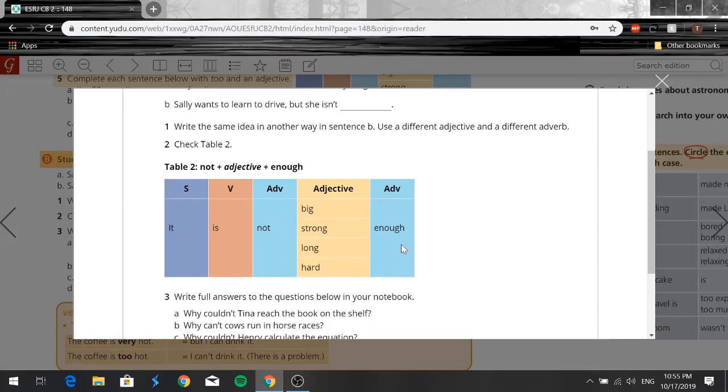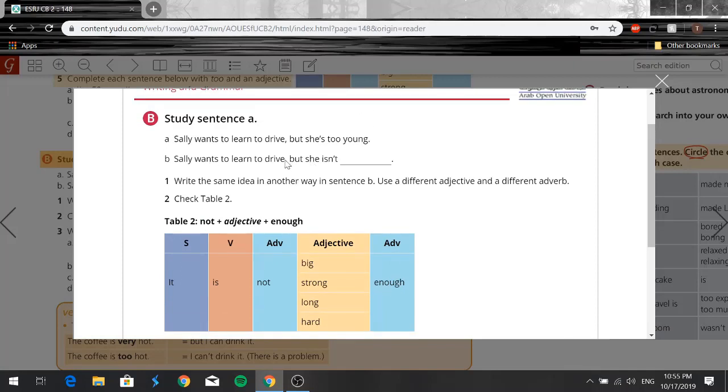And then you have the adverb enough. So if I say, Sally wants to learn to drive, but she's too young, I could also say, Sally wants to learn to drive, but she isn't old enough, right? Makes sense. So same idea, it's just written in a different way, right? So you only change the adverb, okay? So you use a different adjective and you should use a different adverb as well. So again, Sally wants to learn to drive, but she isn't old enough.